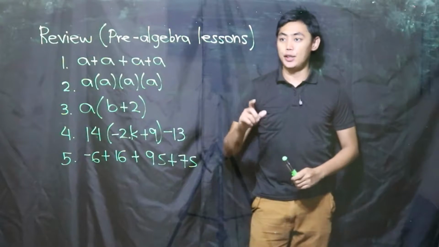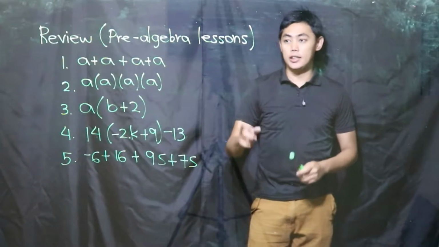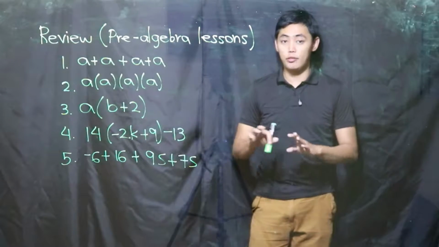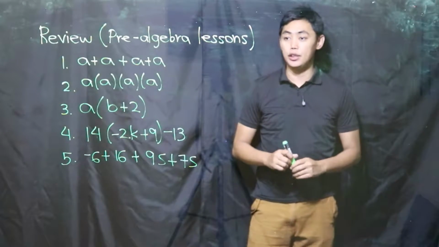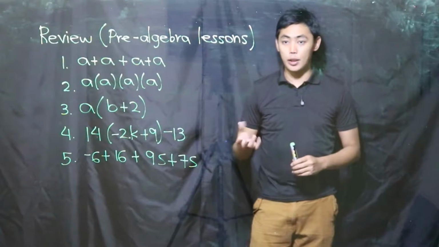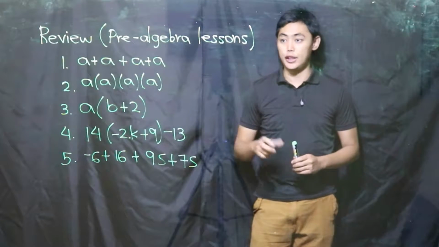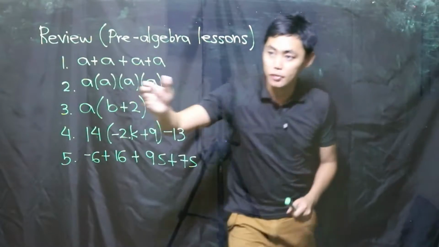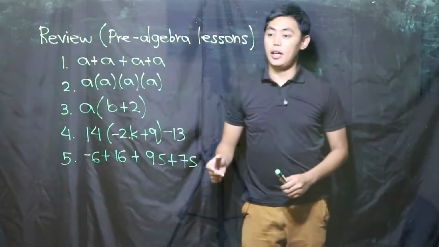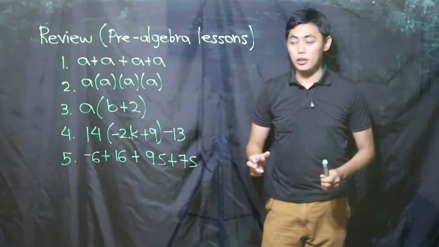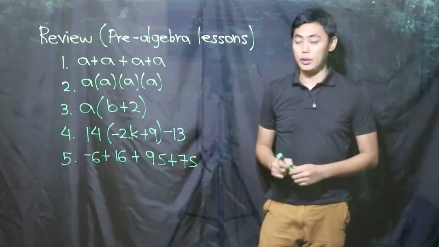Our lesson is actually a review of some pre-algebra lessons. These are very basic things that you will need to note in order to be good at solving variables or numbers or integers, okay? So I have listed 5 items here, and we will go through them one by one, alright? So without much further ado, let's go to number 1.